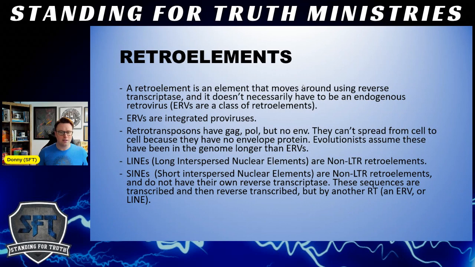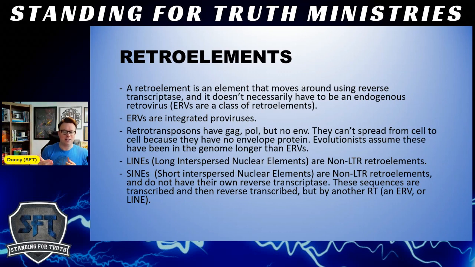So a retro element, basically an endogenous retrovirus is a type of retro element. And a retro element is a sequence that moves around the genome through reverse transcription. And this is where I want to talk a little bit about reverse transcription. Normally we think of DNA to RNA to protein, right? DNA flows into RNA, transcription, RNA into protein, translation. Reverse transcription is the opposite of that: RNA into DNA.